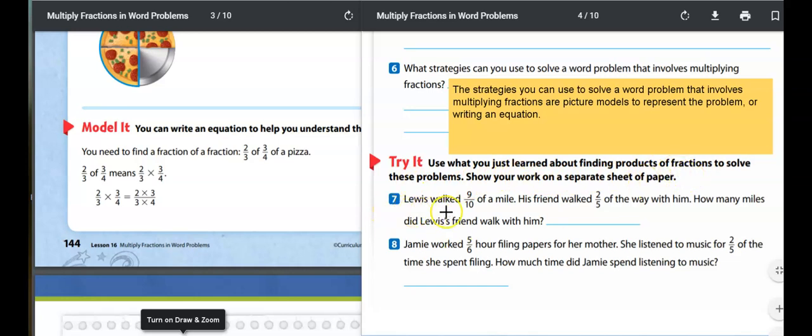Number 7 says, Lewis walked 9/10 of a mile. His friend walked 2/5 of the way with him. How many miles did Lewis' friend walk with him? So again, you can either draw a model or you can use the standard algorithm to solve this problem. Do so now and write your answer in the space below.